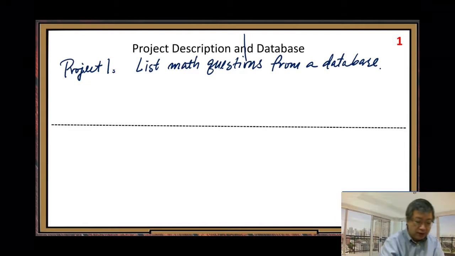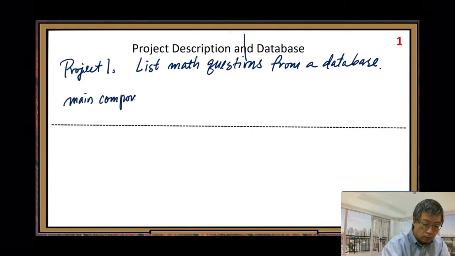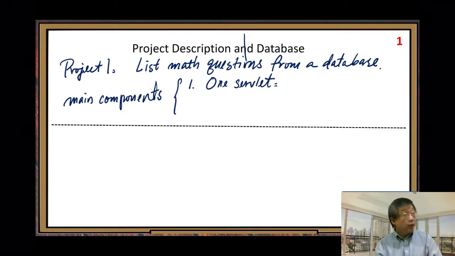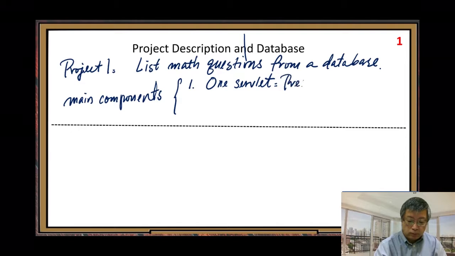Here, let me give you the main components we need to use in this project. Three main components. First, one servlet, only one. And what is the role of this servlet? The role is to prepare data for display.